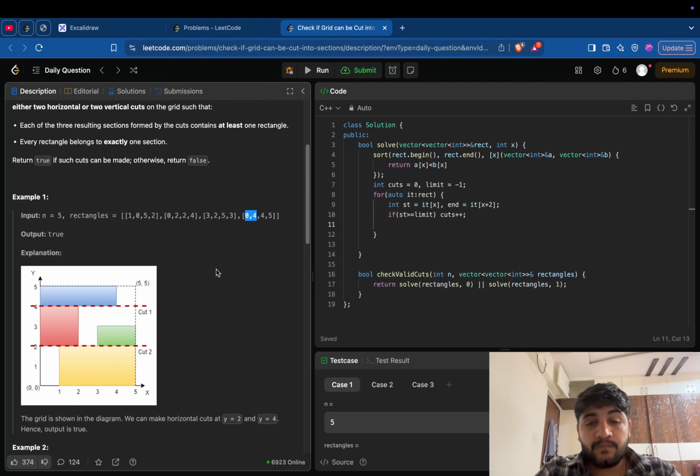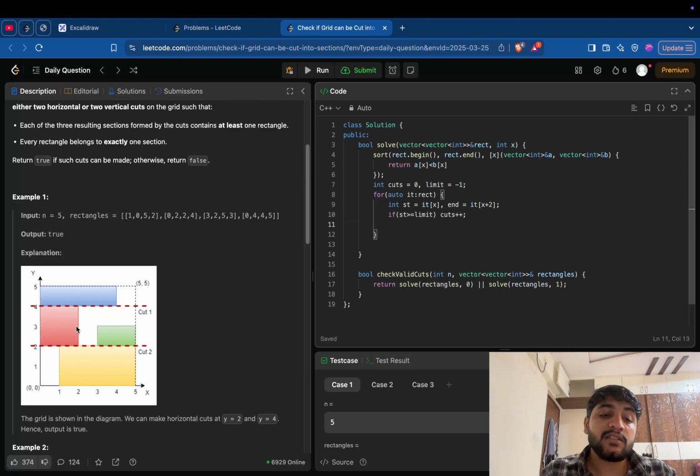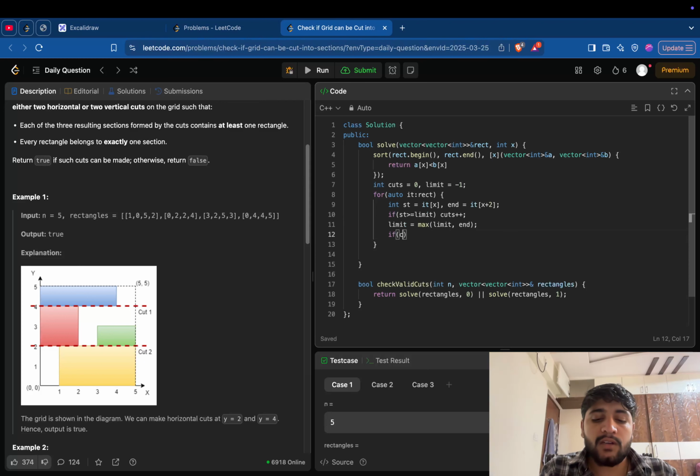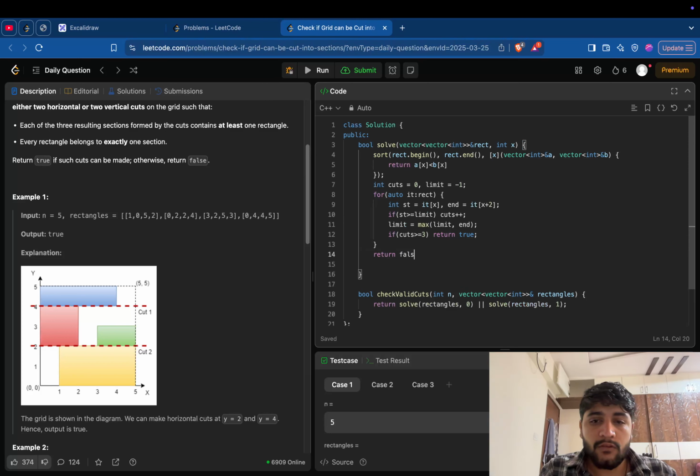Okay, but after doing this we have to reset the limit. Now the limit is 2 here. Up to 2 we have made a cut, so the limit will now be 2. The limit means the max of the previous limit or the end of the current rectangle. And if at any point cuts is greater than or equal to 3, we are going to return true, else we are going to return false.